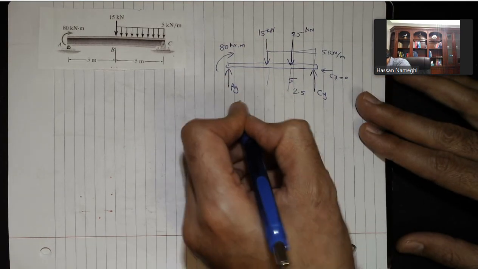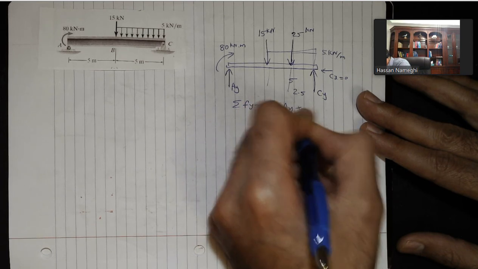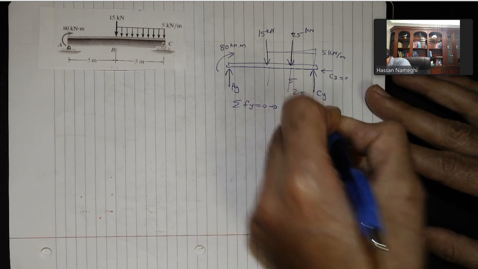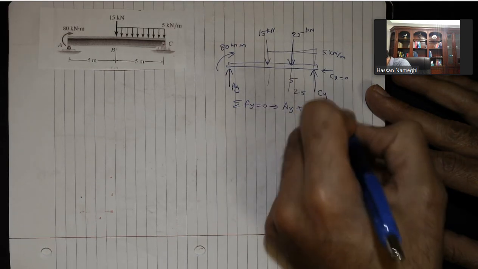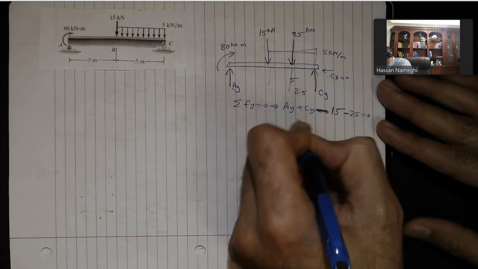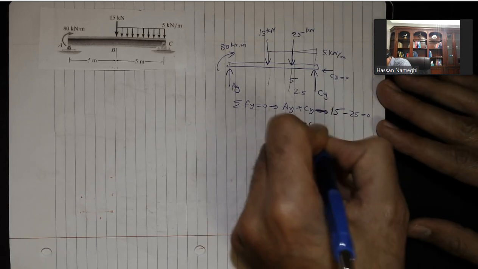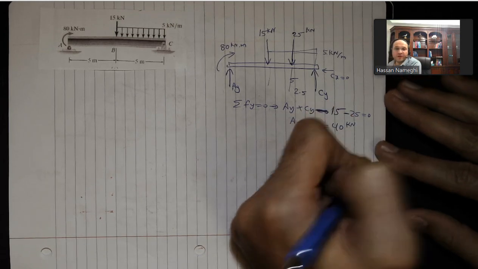Sum of F of y equal to 0. This will give me Ay plus Cy minus 15 minus 25 equal to 0. So Ay plus Cy is equal to 40 kilonewton. Let's keep this for now.